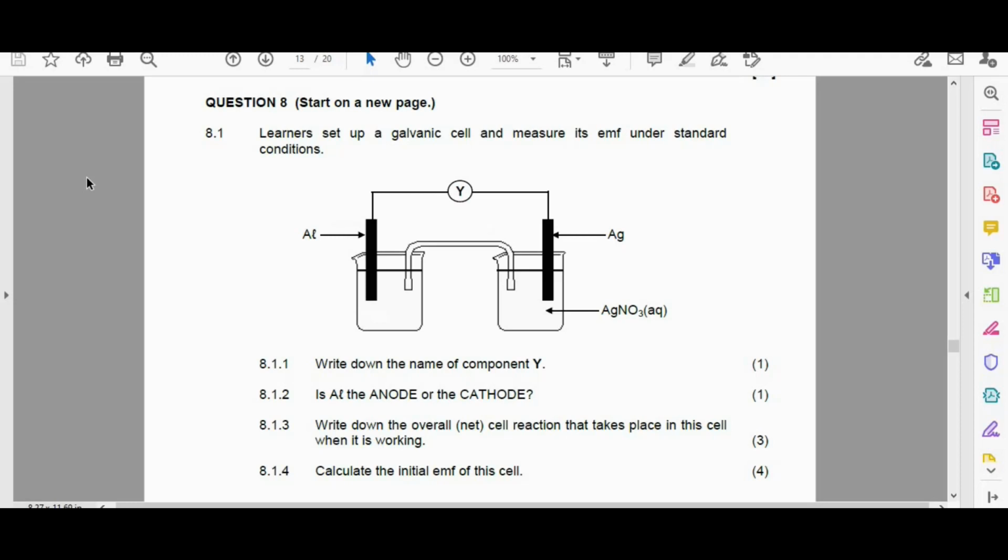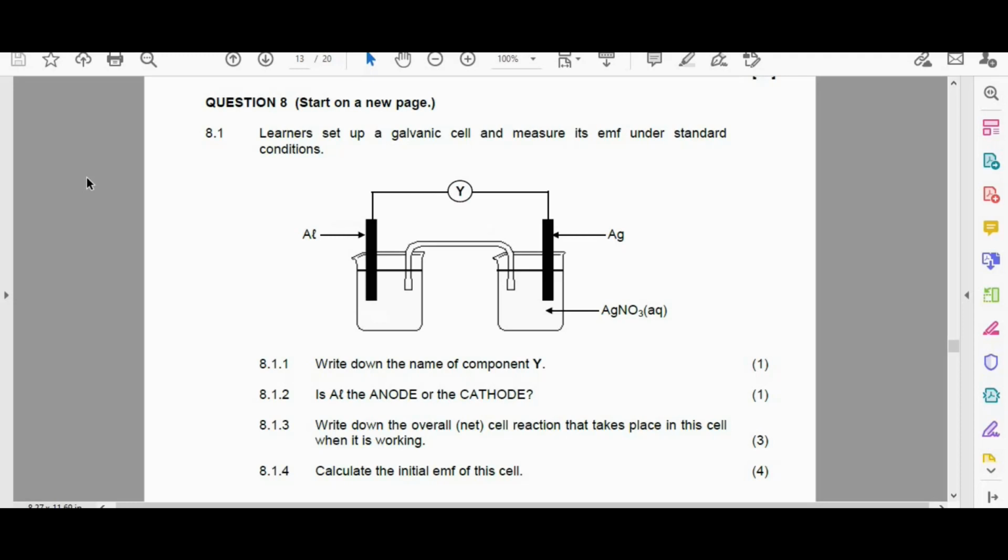But write down the name of component Y. Would anybody like to tell me what component Y is? Just off the top of their heads. Anybody? The voltmeter. It's your voltmeter, yes. Excellent. Okay, we know the standard galvanic cell, the voltmeter that's connected to your 2 electrodes. And we have a presence of electrolytes in either beaker, and of course the salt bridge.